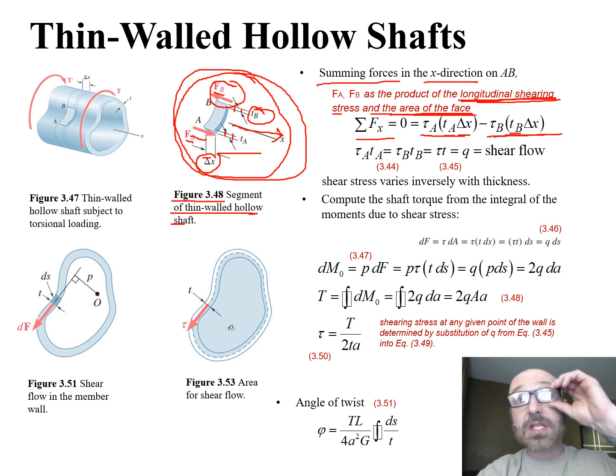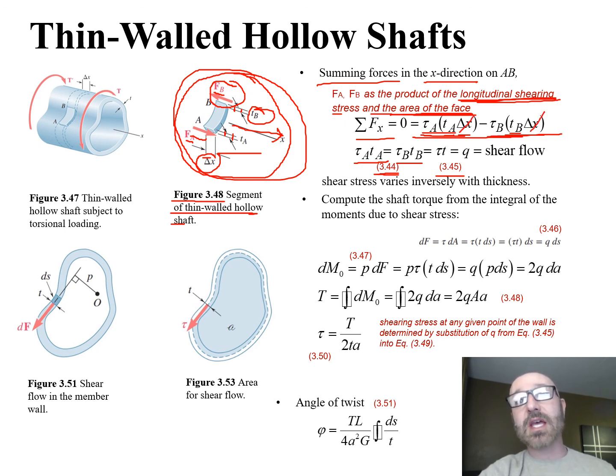Now from there, if we take a look at equations 3.44 and 3.55, from equation 3.44 we can see, when we do the summation of forces equal to 0, that tau sub A times t sub A is equal to tau sub B times t sub B, because we set these equal to each other and equal to 0, and delta X and delta X go away on either side.